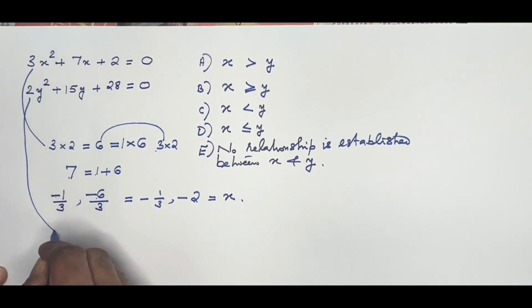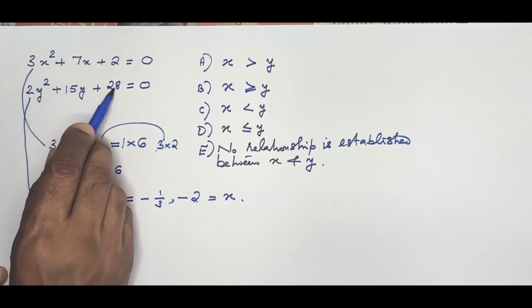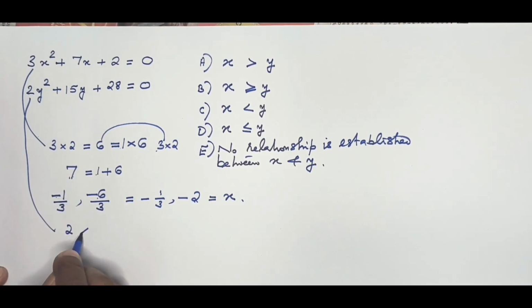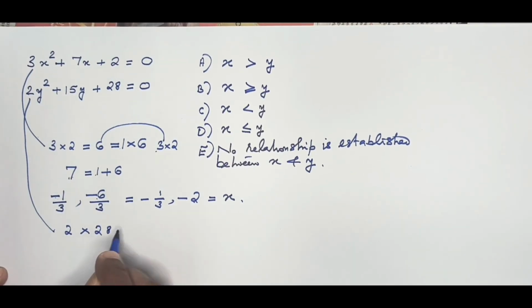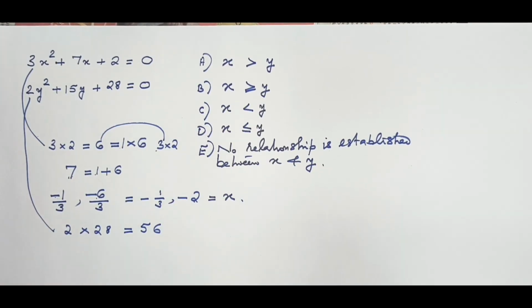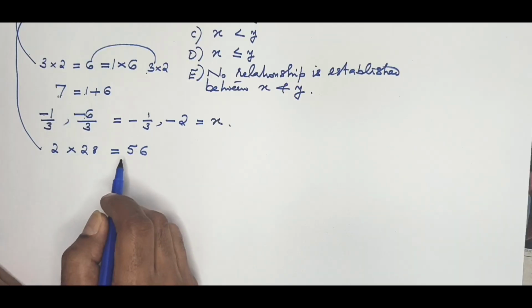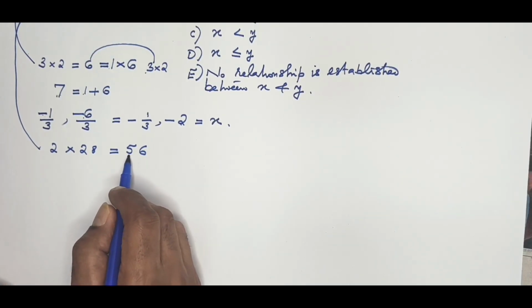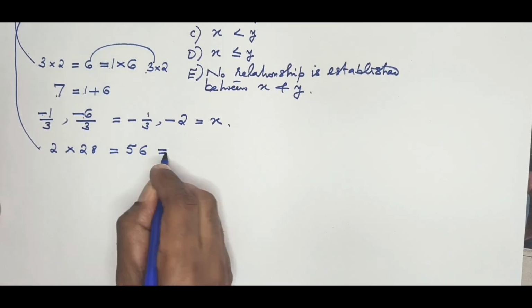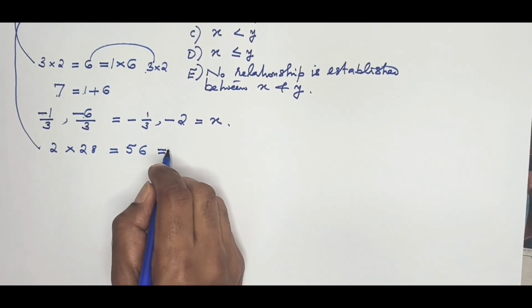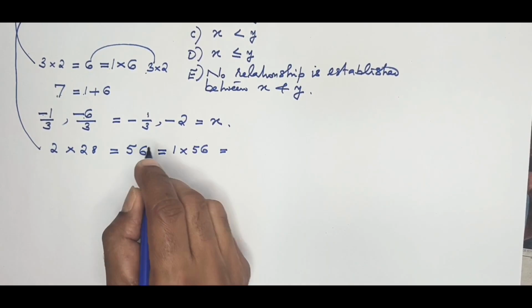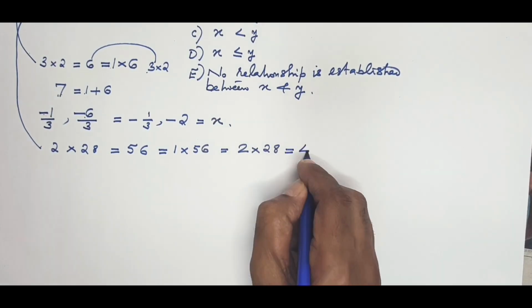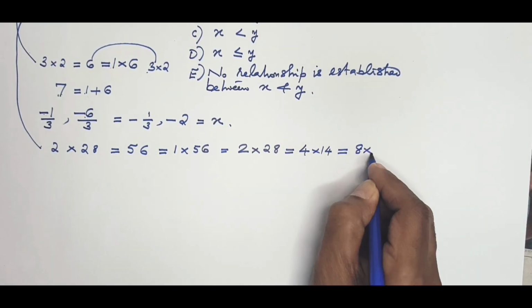Now take the second one. You take the product of the coefficient of y squared, which is 2, and the constant term, 28, equals 56. In the next step, what do we do? We will split or factorize this 56 into two numbers. There are many ways you can do this factorization. 1 into 56, then 2 into 28, 4 into 14, 8 into 7.